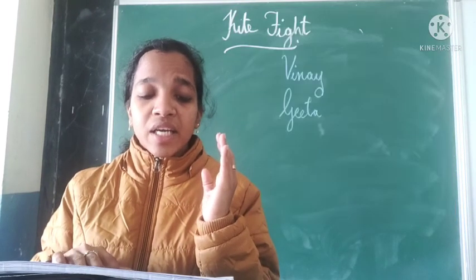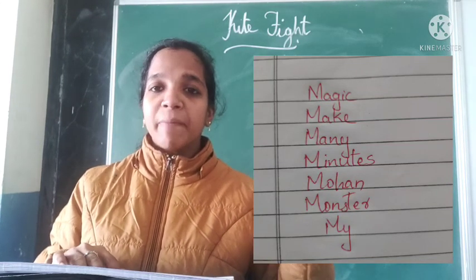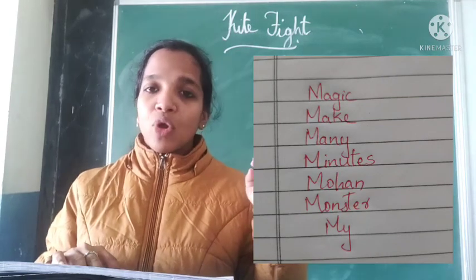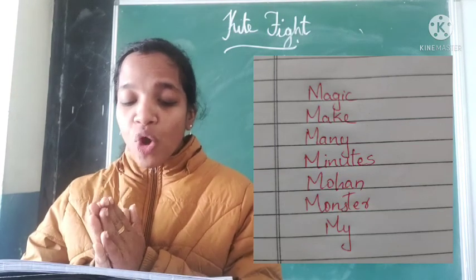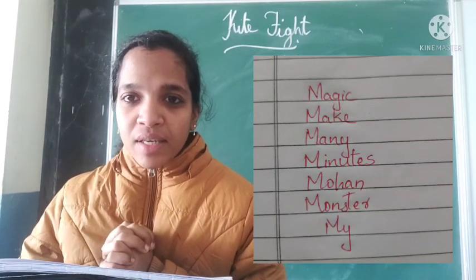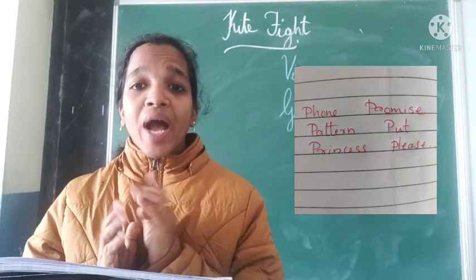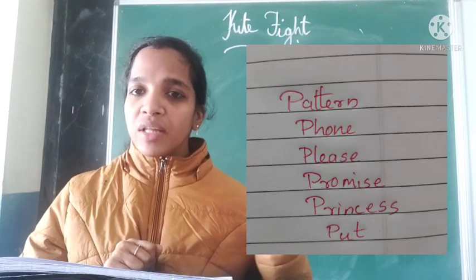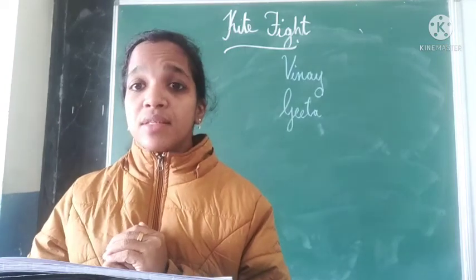What is the correct answer here? Magic, make, many. Both the first letter and second letter are the same. You look at the third letter: G, K, N. Minutes, Mohan, monster and Mike. Look at the next one. It all starts with a P. So you have to look at the second letter and arrange in alphabetical order. Okay, dear students, you have to learn these exercises also.